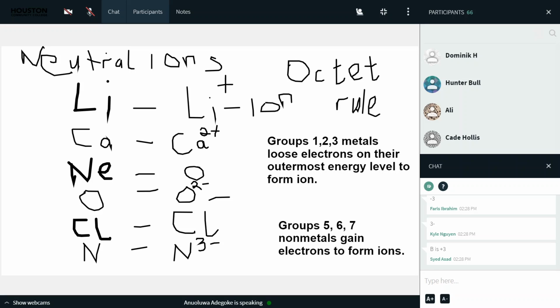Now, oxygen gains 2 electrons to become the oxide ion. It's called oxide because it's a non-metal. We drop the last syllables and change the ending to IDE. We're going to talk about all this when we start doing naming. Chlorine becomes chloride ion. Nitrogen becomes nitride ion. So this is called chloride ion. That is why we call NaCl sodium chloride.